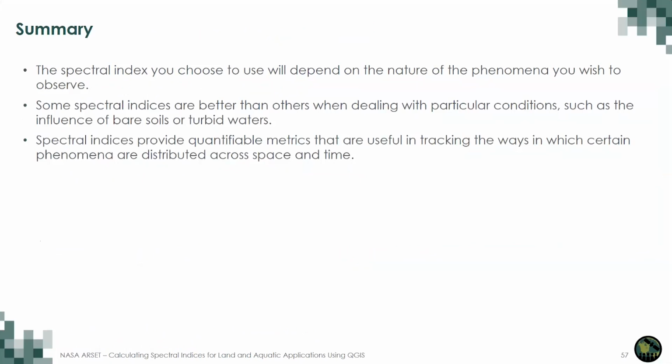So in summary, the spectral index you choose will depend on the nature of the phenomena you wish to observe. Some spectral indices are better than others when dealing with particular conditions, such as the influence of bare soils or turbid waters. Spectral indices provide quantifiable metrics that are useful in tracking the ways in which certain phenomena are distributed across space and time.